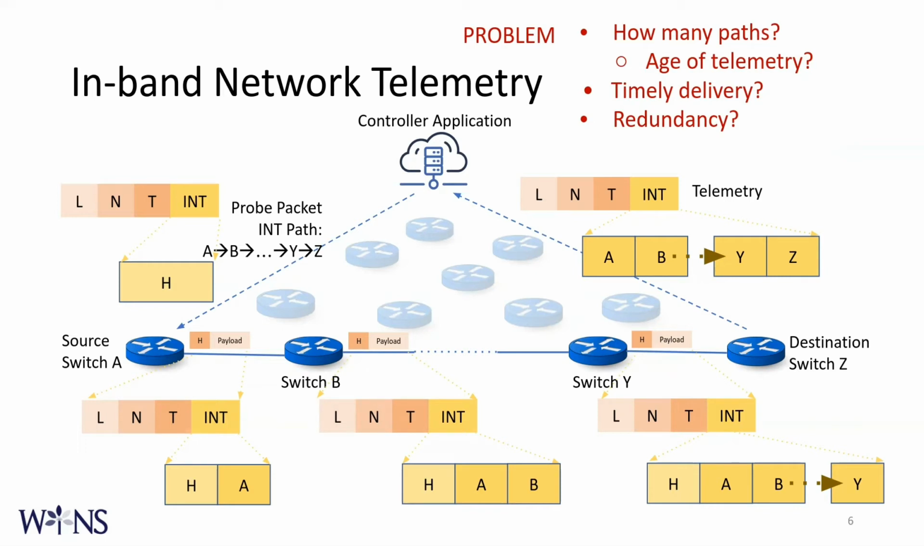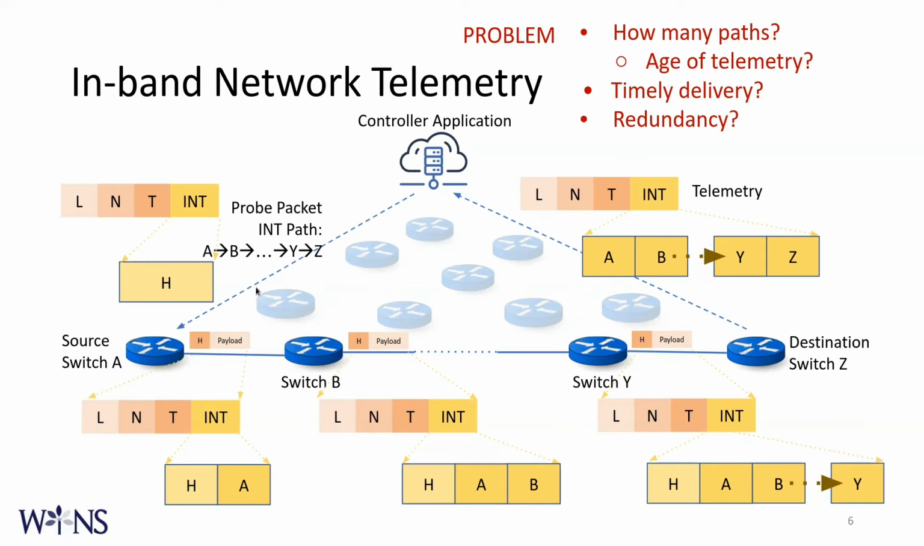One of those problems is how many paths you would like to generate. You can define any number of paths that traverse the network so that you can obtain a holistic view. However, there are certain problems. For instance, if these paths are too long, in this case, we have a path 26 switches long from switch A to switch Z.